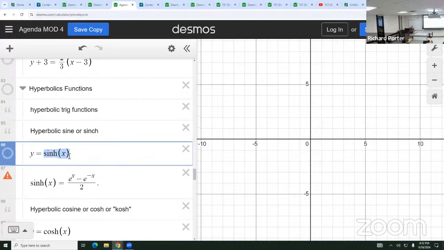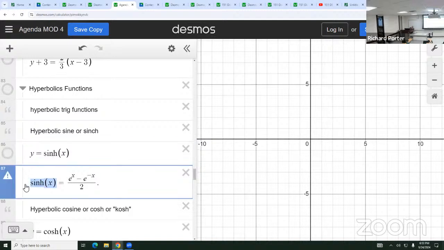S-I-N-H parentheses x. You never say sine H. You can say sinh or you can say hyperbolic sine. You cannot say sine H. Sometimes students want to ignore the H, but anyway, it's there. It's defined to be this right here. That's the definition of it.